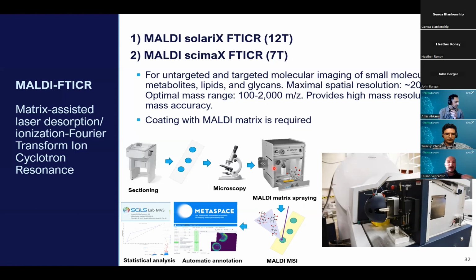Our MALDI systems are coupled to ultra-high mass resolving instruments called FTICR. We have a couple of them, 7 Tesla and 12 Tesla, and they provide ultra-high mass resolution and mass accuracy, so we are really confident in assigning molecular formulas to the ion images that we detect. The MALDI sources that we use provide a spatial resolution of roughly 20 microns, and the mass spectrometers have an optimal analyzing range between 100 and 2,000 m/z. That puts it in a good range for metabolites and spatial metabolomics analysis.